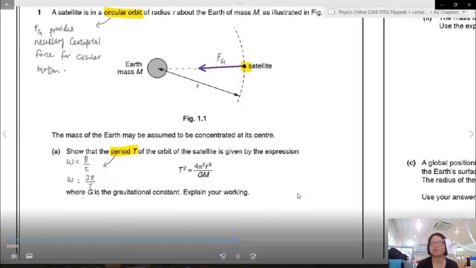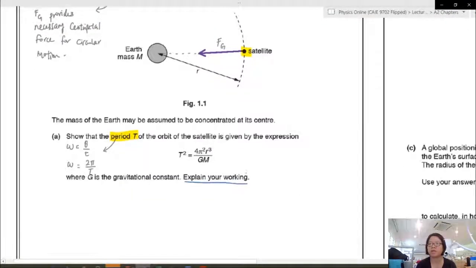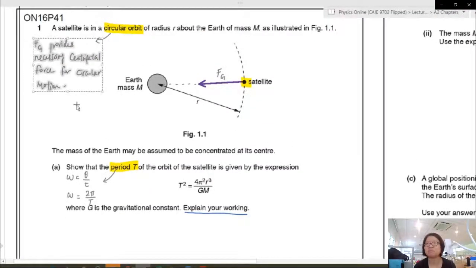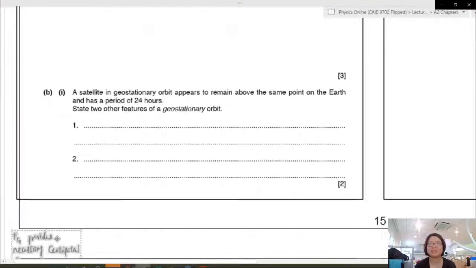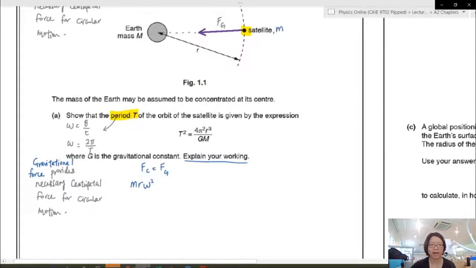Now putting all of this together, I can start with that concept. Sometimes they ask you to explain your working. That would be the explanation: gravitational force provides the necessary centripetal force. Please do not skip the step. Do not jump over something important. Always start with Fc equal to Fg, because that is where the first mark lies. If you don't get the first mark, the subsequent marks you might not get.